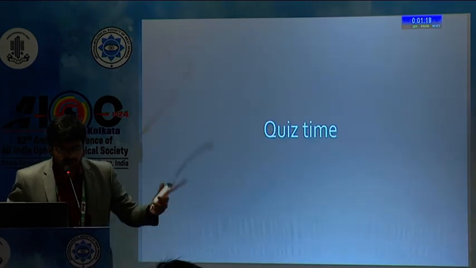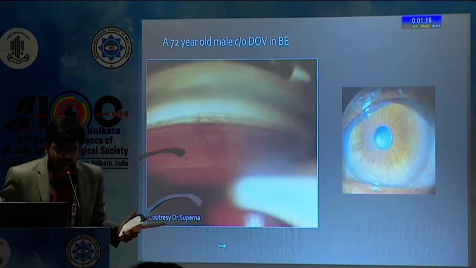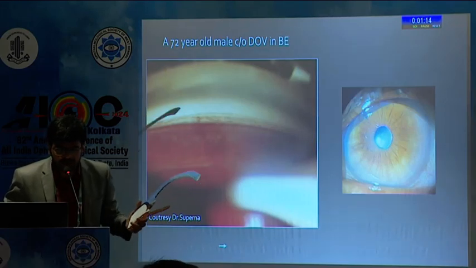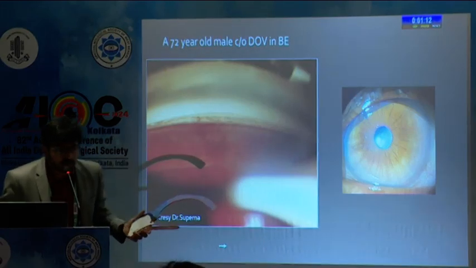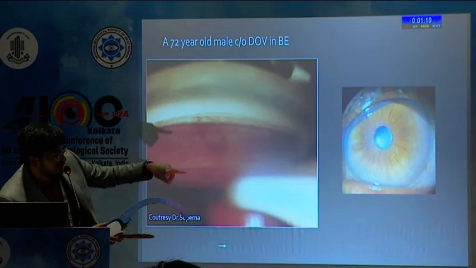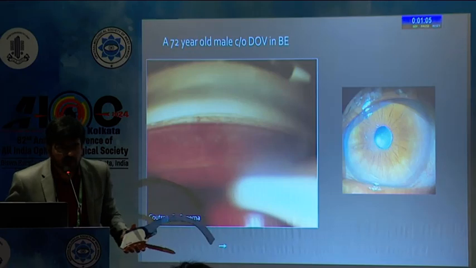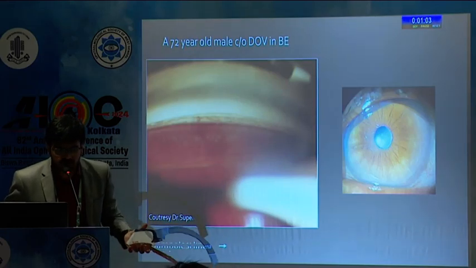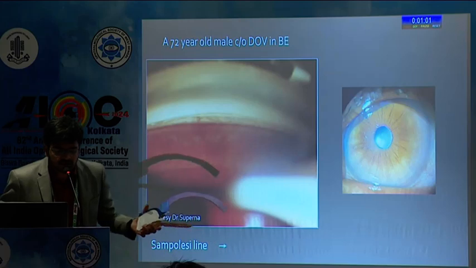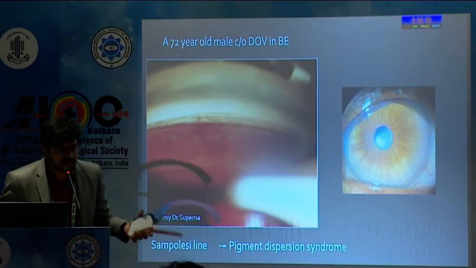Let's see some quiz time. This is a 78-year-old male patient who complains of diminution of vision in both eyes. At the pupillary margin you can see dandruff-like material accumulating. What is this? It is pseudoexfoliation. Sampaolesi line is seen; it is also seen in pigment dispersion syndrome.